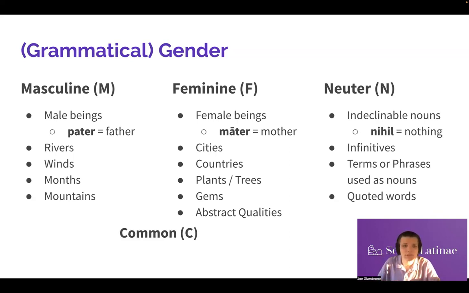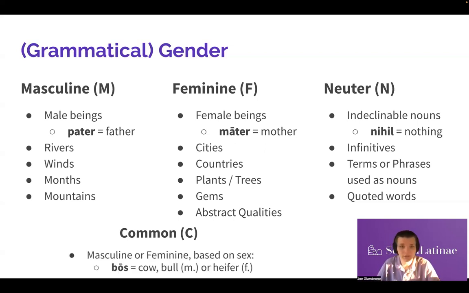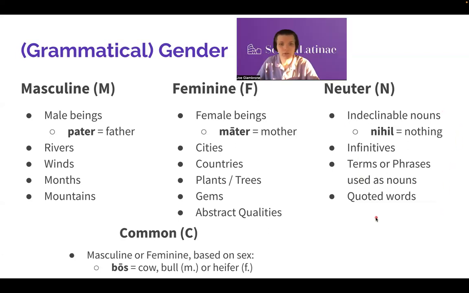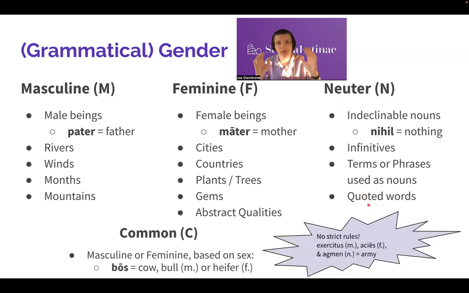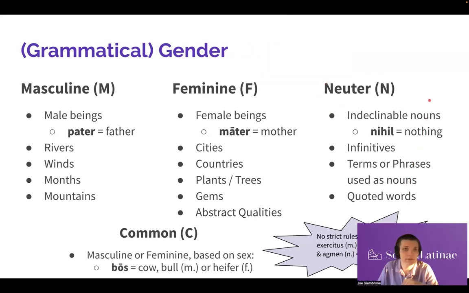There's also something known as common gender, which is either masculine or feminine, depends on the thing itself. For example, bos can mean cow, but in context can mean a bull, which is a male cow, or a heifer, which is a female cow. And of course, there are no really strict rules about this. You will often just kind of learn a word with its gender. For example, we have three different words, exercitus, acies, and agmen, which all mean army, but are all three different genders. And so this is just something that you will come to learn as you keep studying Latin.